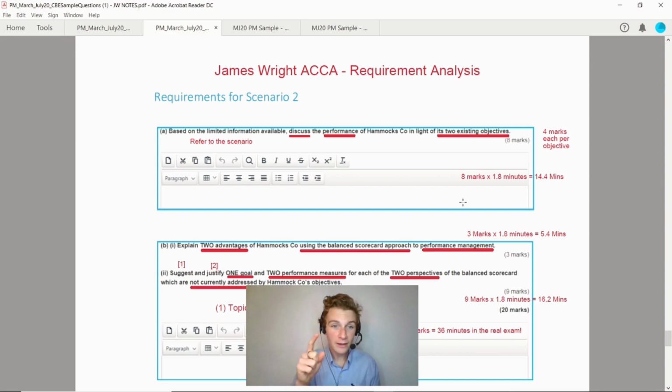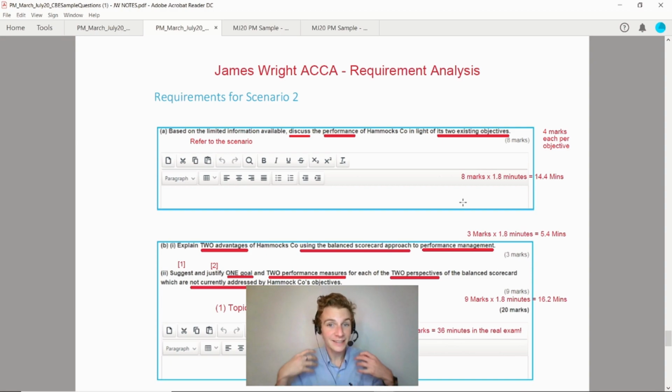But coming back onto part A there, it actually referred to its two existing objectives and for 8 marks. So straight away I'm thinking, well, it's going to be split 4 and 4. 4 marks for one objective we've got to talk about, and another 4 for another objective we've got to refer to. Linking it back to the scenario, discussing it, talking about performance, and hinting at limited information as well. That all comes from one sentence.